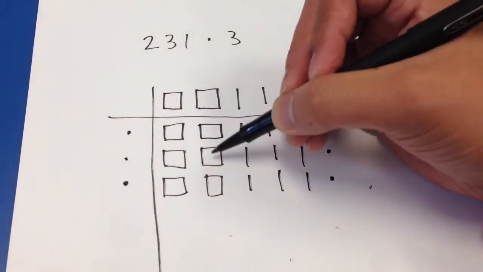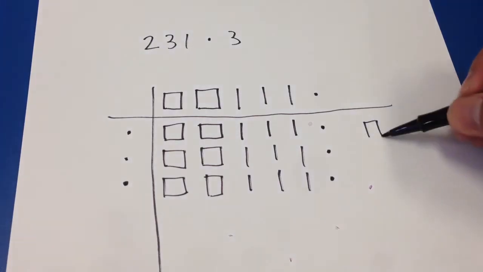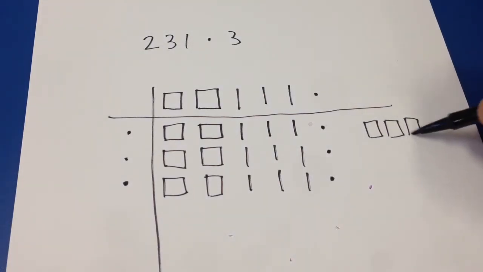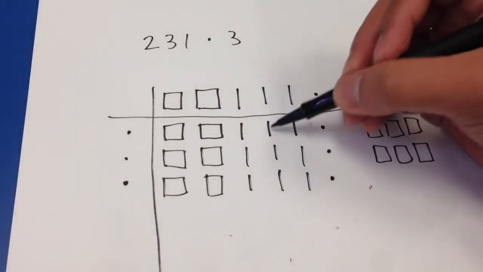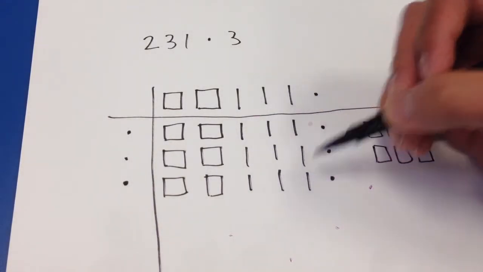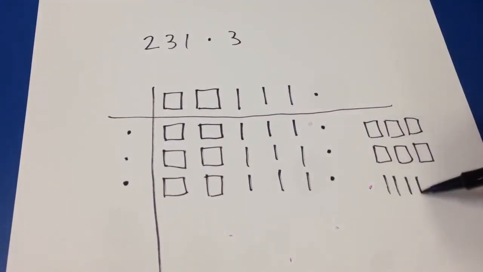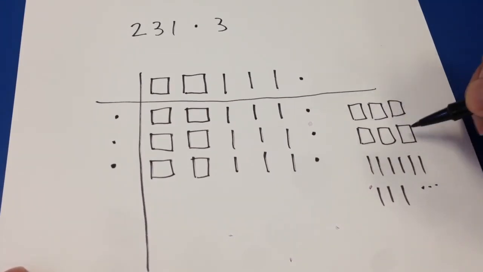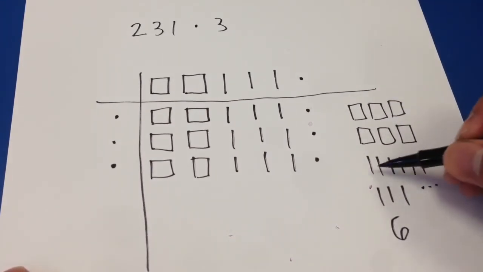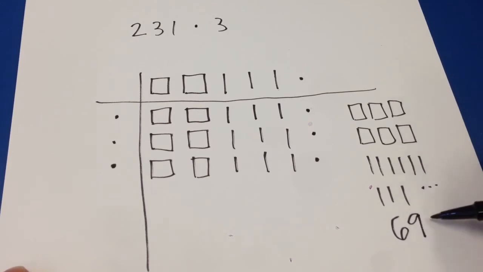So I have 1, 2, 3, 4, 5, 6 hundreds. Then I have 1, 2, 3, 4, 5, 6, 7, 8, 9 tens. And 3 singles. 1, 2, 3. So how do I represent that in standard form? 693.